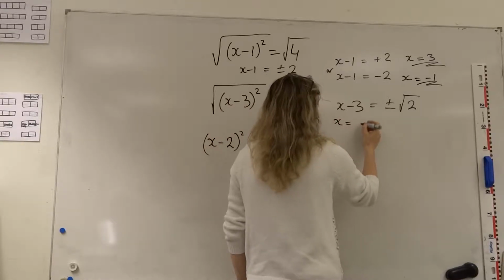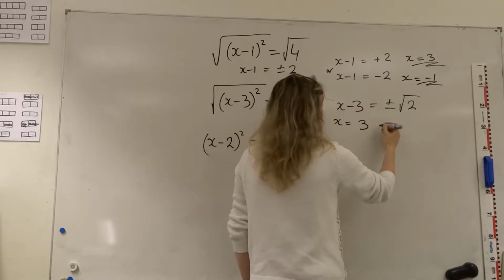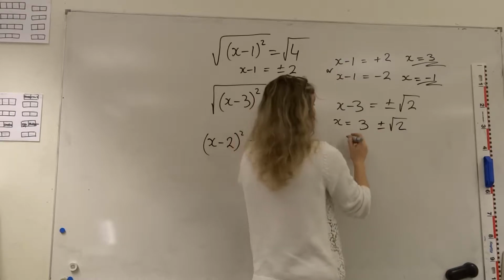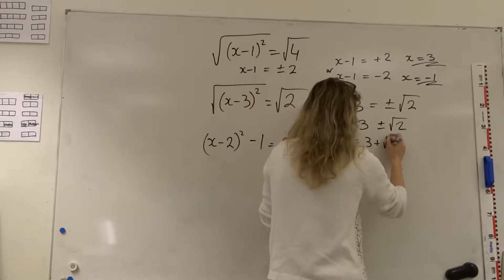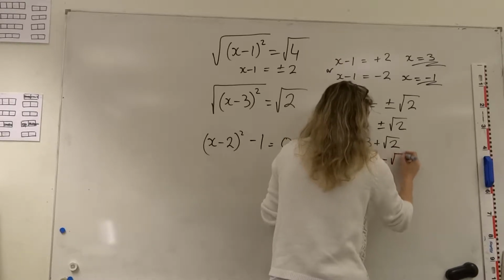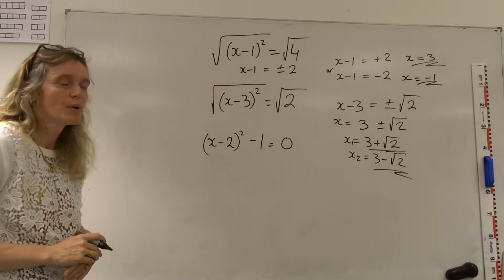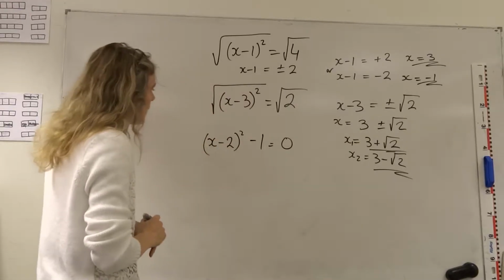So x can equal +3, when we move the -3 to the other side, plus or minus root 2. You can leave it like that, or you can say x1 equals 3 plus root 2, and x2 equals 3 minus root 2. They are two different numbers, okay? Because you've got your plus and minus here, because we've got square root symbols.